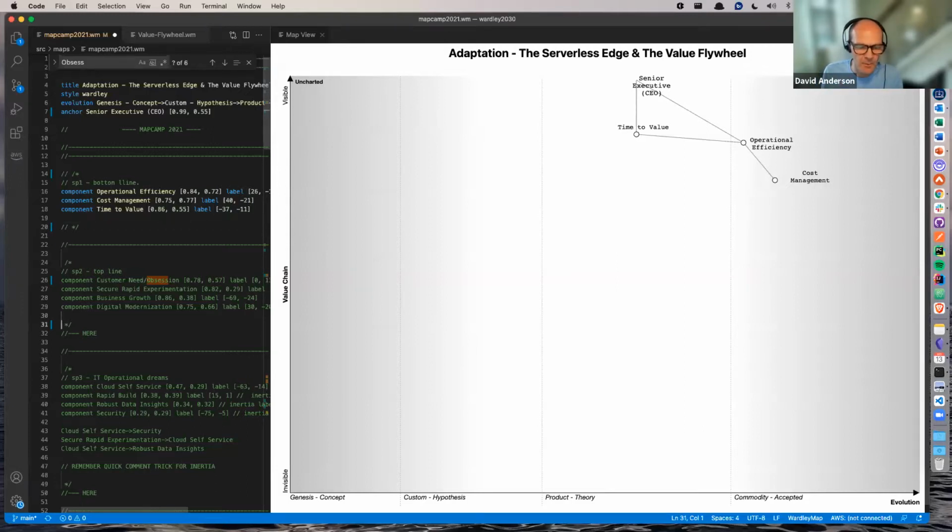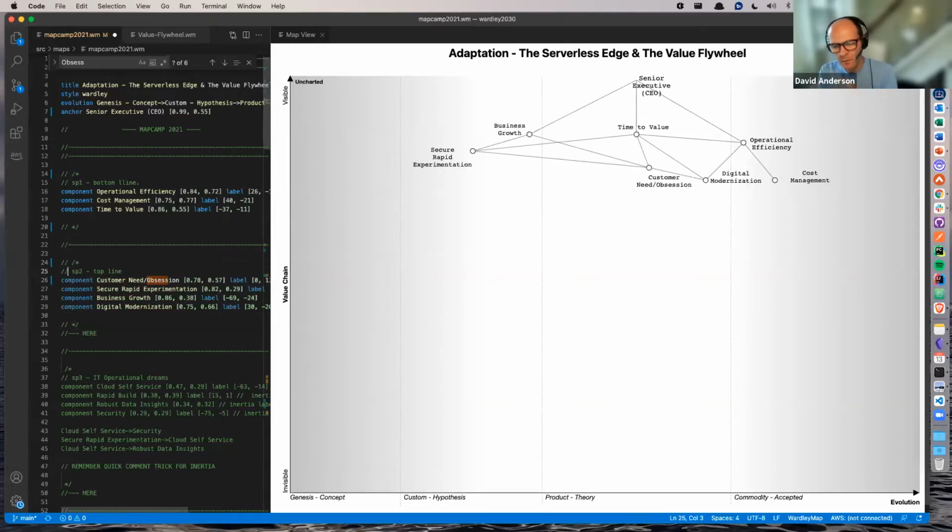But I see a lot of companies doing a cloud migration, but they haven't thought about what happens next. Now we've migrated to the cloud, what do we then do? And really time to value is a significant metric for that. Another concern then is business growth. Once you've got your operational efficiency and time to value, you want to think about where can we grow to? And then there's a dependency on growth with what I would call secure, rapid experimentation.